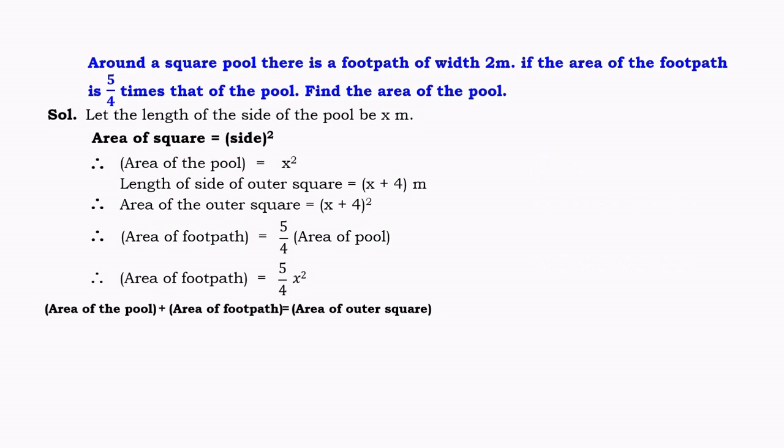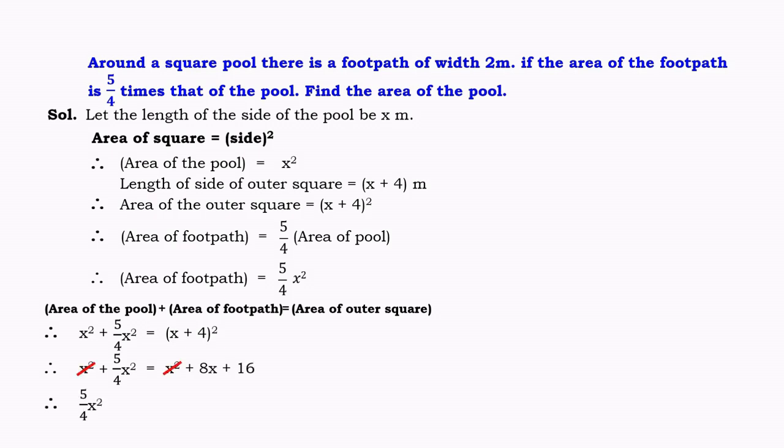Now let us form the equation. We already know area of the pool equals x squared. Area of the footpath equals 5/4 multiplied by x squared. Area of the outer square equals (x + 4) whole squared. Also, area of the pool plus area of the footpath equals area of the outer square.